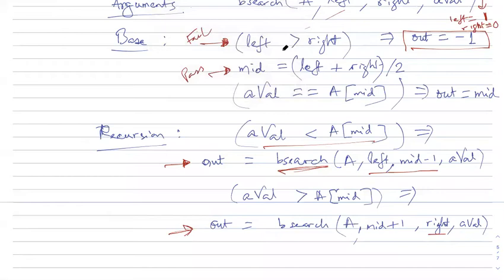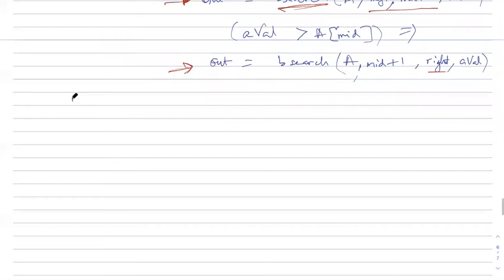So with this, I think we are ready for writing the algorithm for binary search at this point. So let's write the algorithm for binary search. The signature for binary search would be int b search, int star a, int left, int right, and int eval.